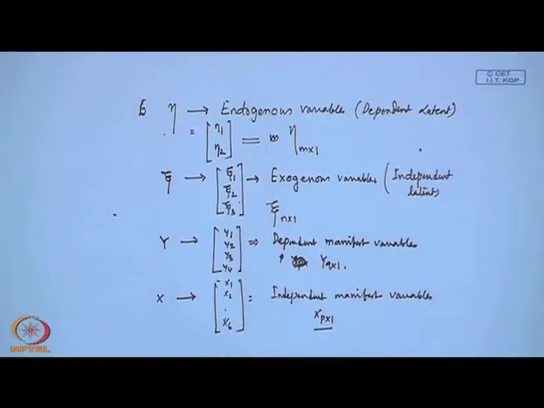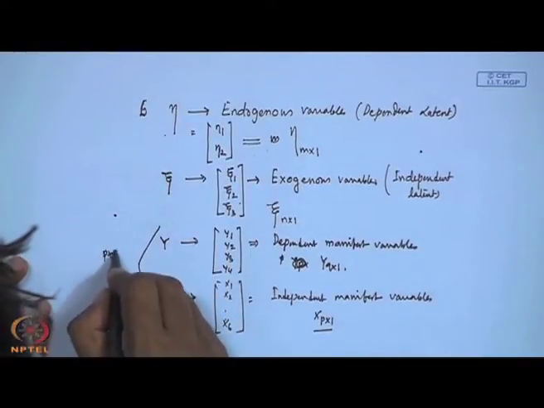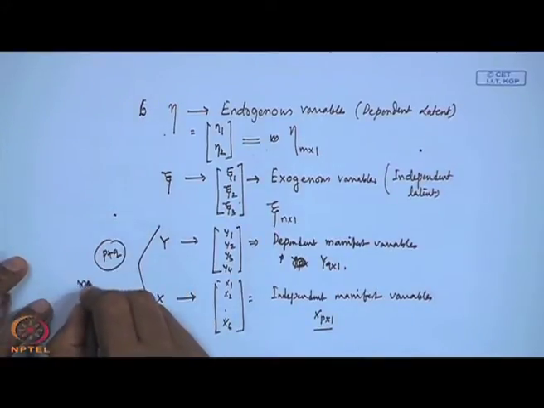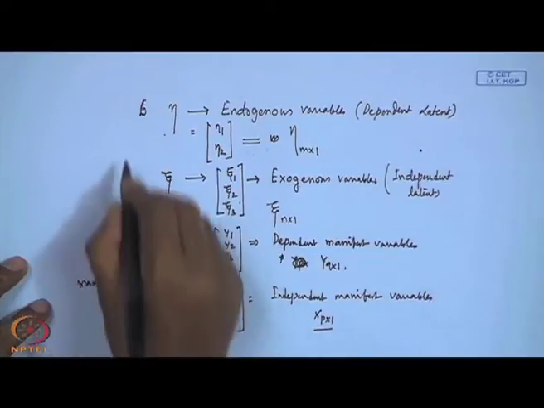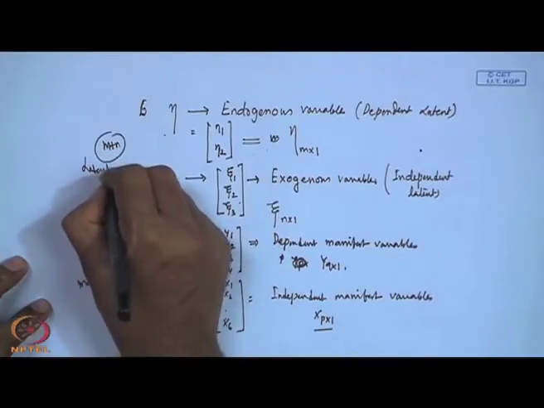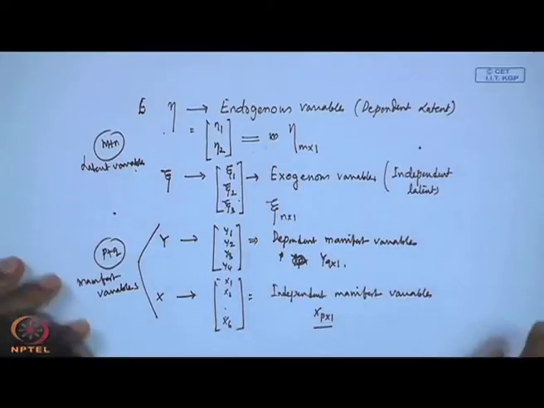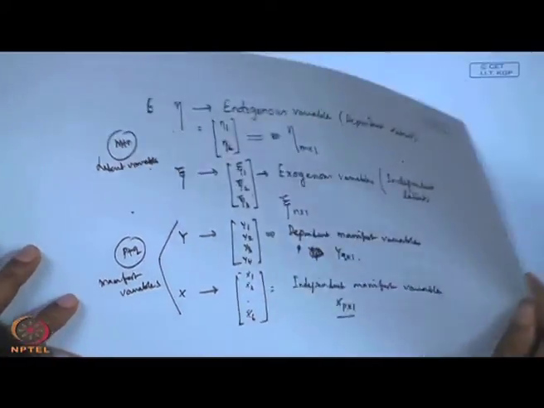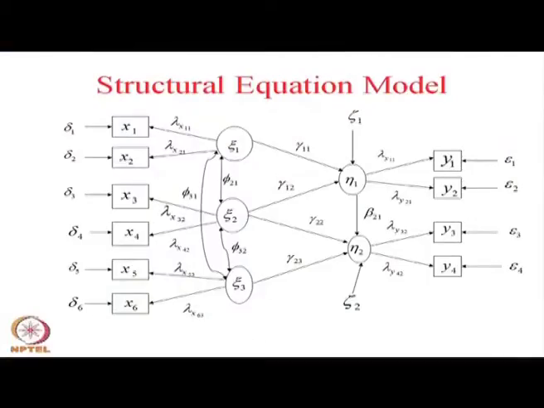It can be x p cross 1. So, that means in totality you will be having p plus q manifest variables and m plus n latent variables. In addition, you have other variables, for example, zeta.